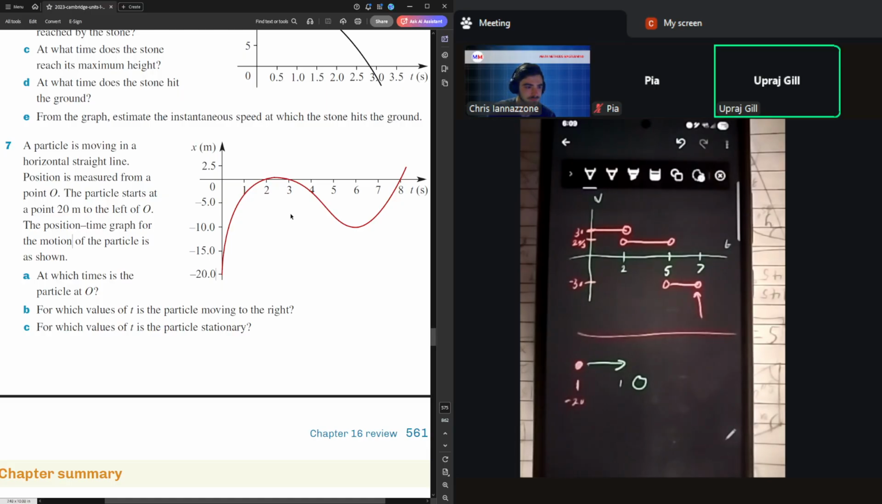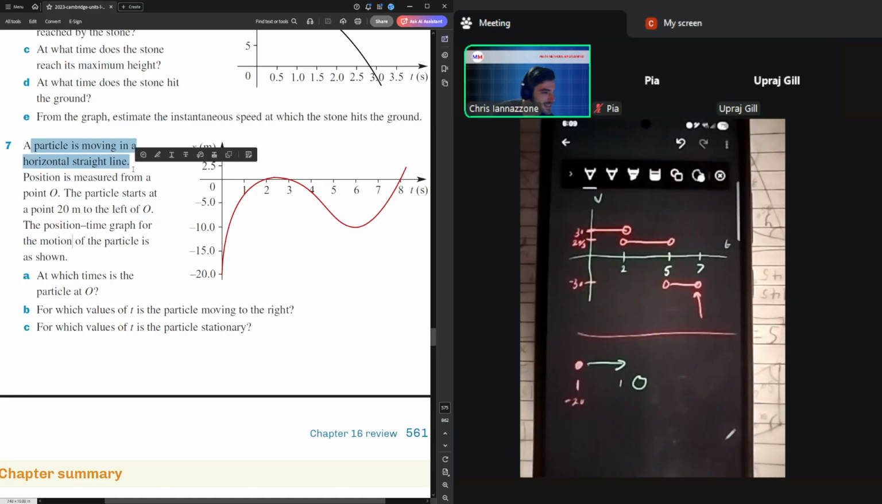Is it turning points? Yeah, correct. The particle is stationary, but not at 0 this time because it doesn't say it starts from rest. Yeah, there's no keyword rest there, is there? Let's analyze this real quick just in case there's anything else I can poke at. Moving horizontal straight line, position, starts left, position time. Yeah, that seems fairly bulletproof.